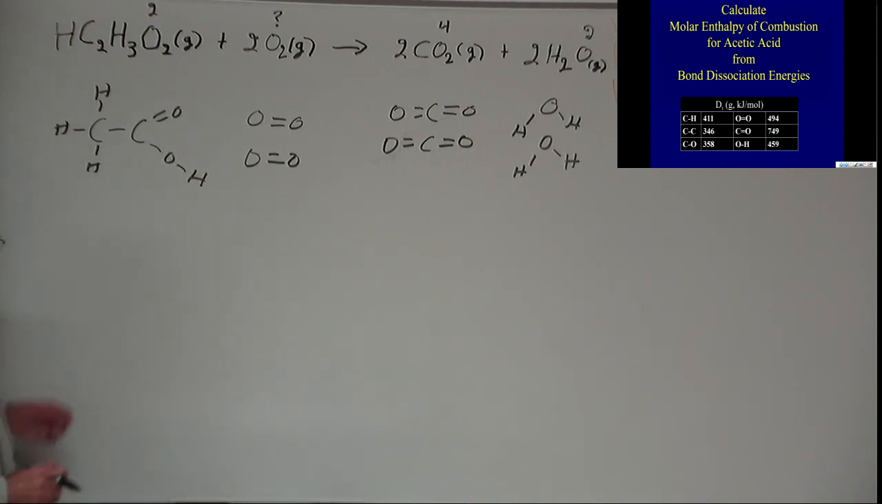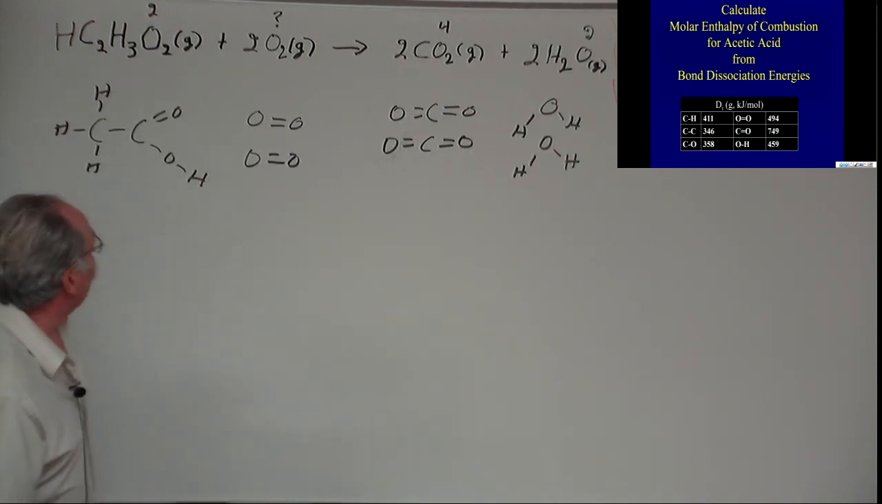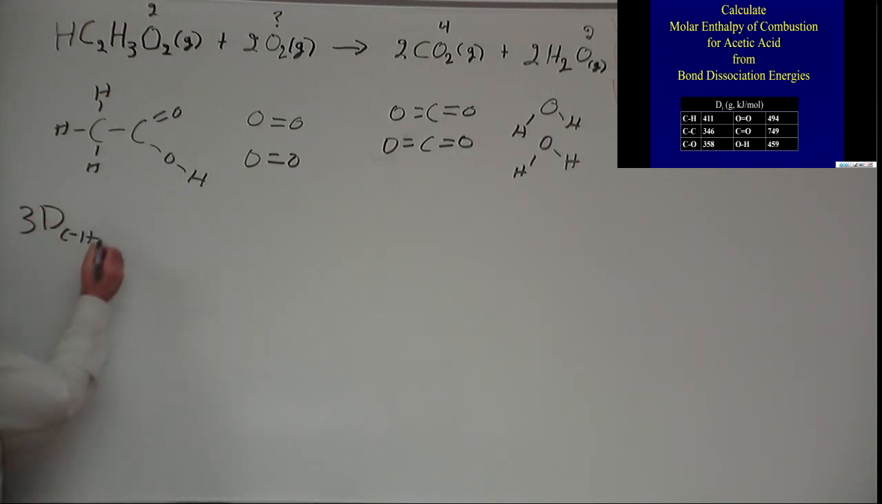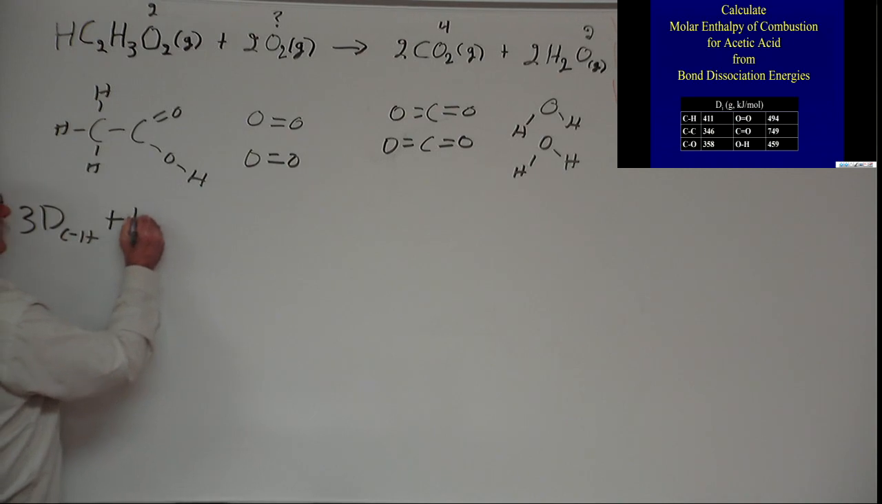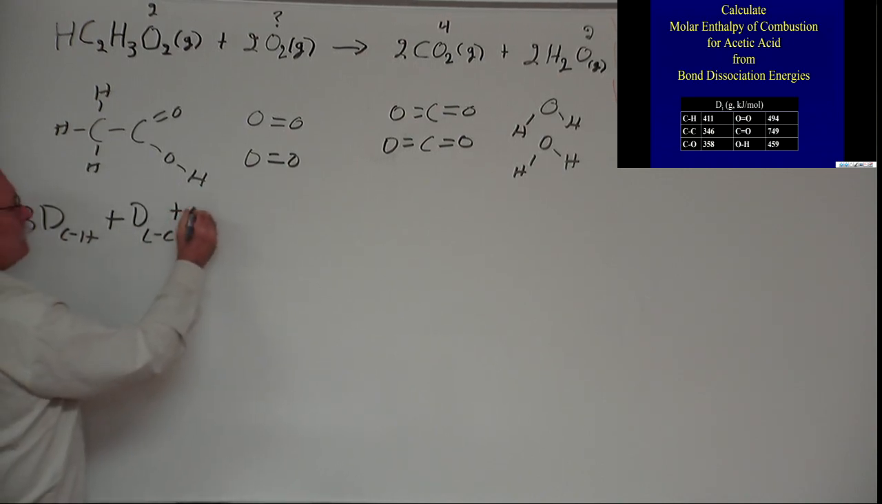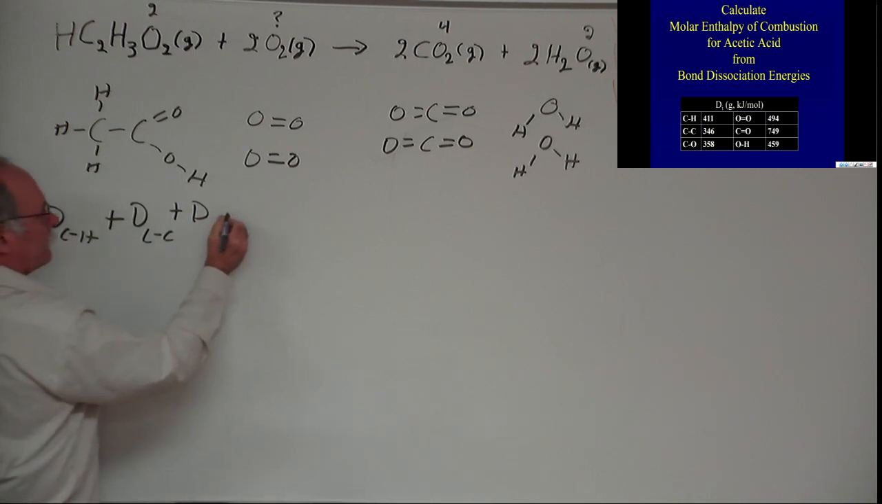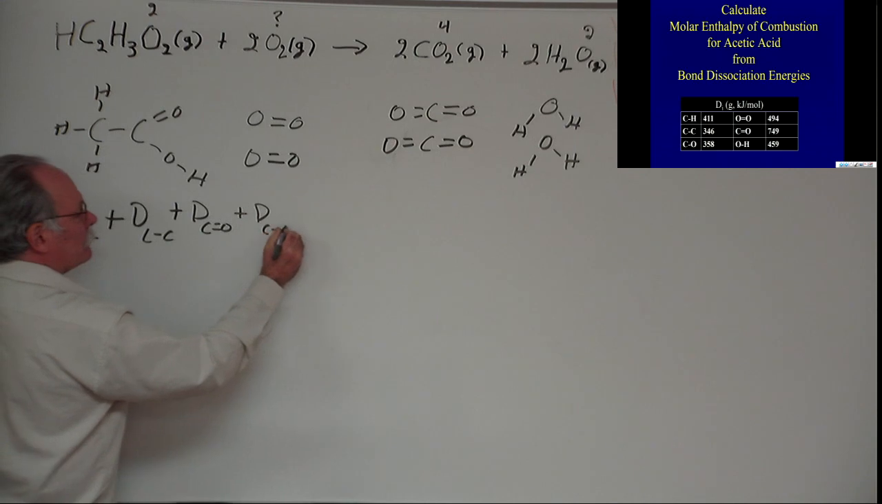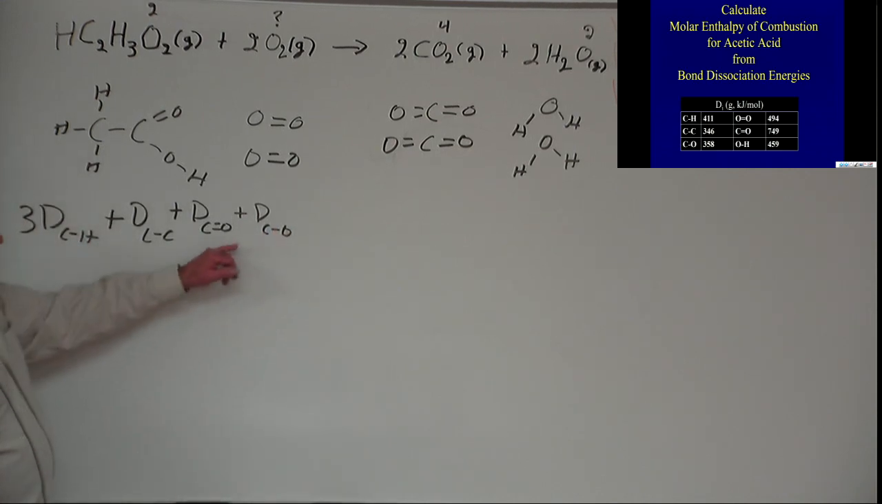Okay, so now I need to figure out what I've broken. So I'll look here and I'm breaking 3 CH bonds. So I need 3 times the dissociation energy of CH. I'm breaking 1 CC bond. Now there are actually 2 CO bonds. One of them is a double bond, and one of them is a single bond, and you should know which one has the higher bond order.